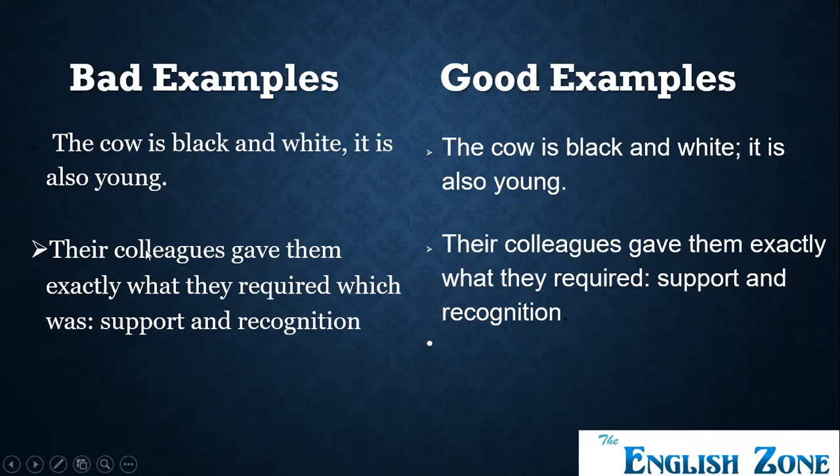Second one, their colleagues gave them exactly what they required, which was support and recognition. We have written which was, so we don't need to use a colon. Their colleagues gave them exactly what they required, support and recognition. That's it. So these are the things that we have to take care of whenever we are doing writing.